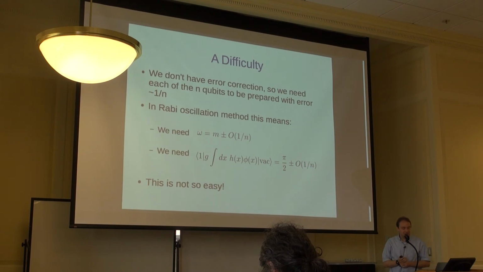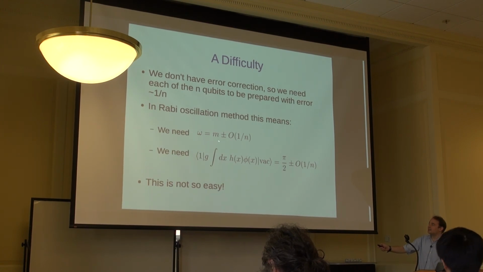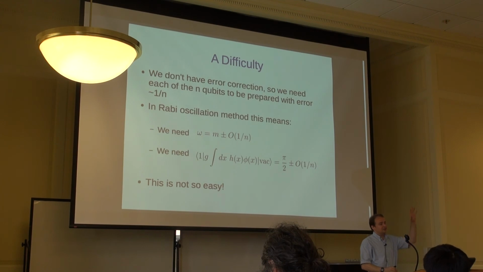And so if you try to achieve this using standard Rabi oscillation, where you're driving with a fixed monochromatic driving frequency, then to achieve error order 1 over n, we need to tune the driving frequency to be equal to the physical mass of the particle to within plus or minus order 1 over n. And so that means we need to know what the physical mass of the particles is to that precision, which is not so easy in a quantum field theory. This mass is not the same thing as the parameter m0 that you put into your bare Hamiltonian.